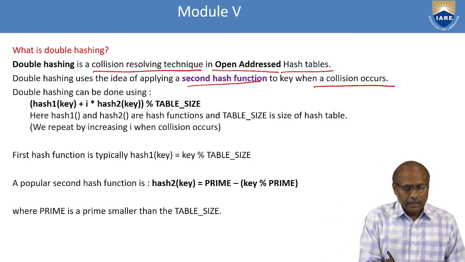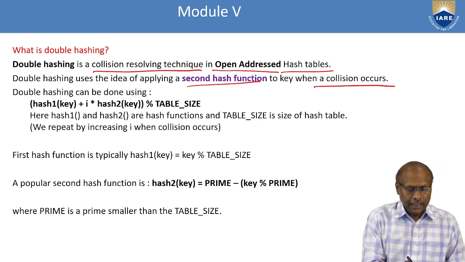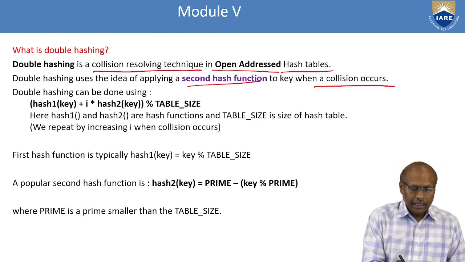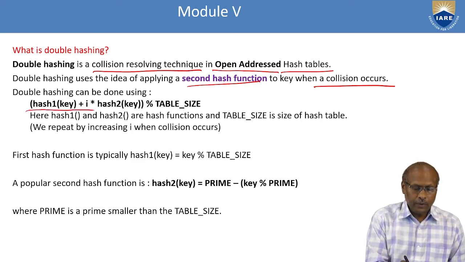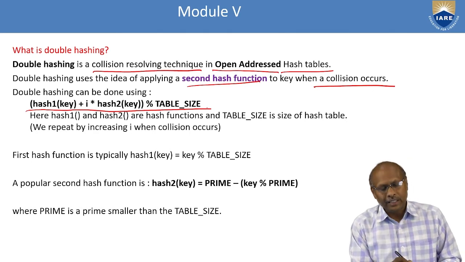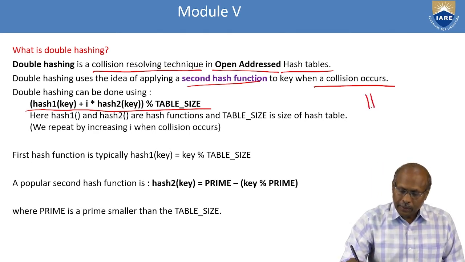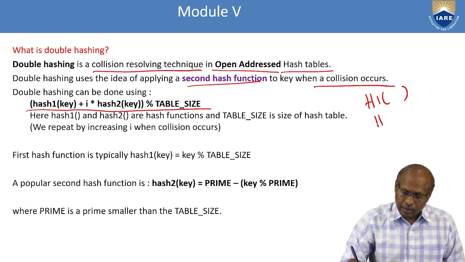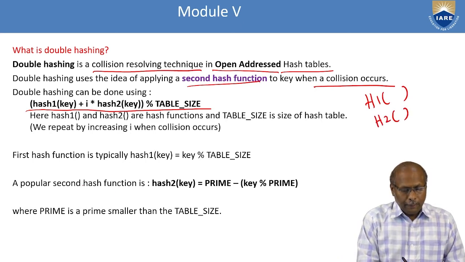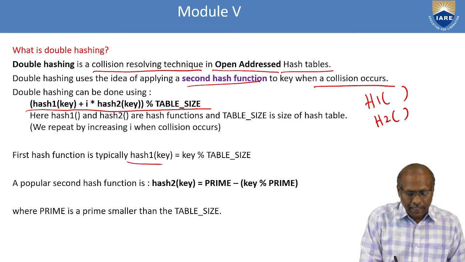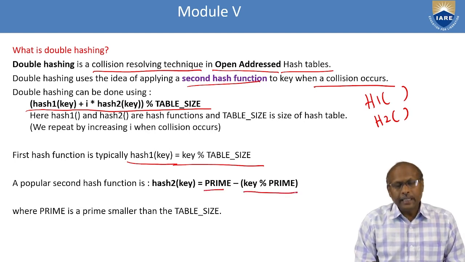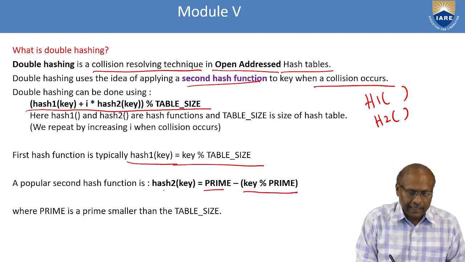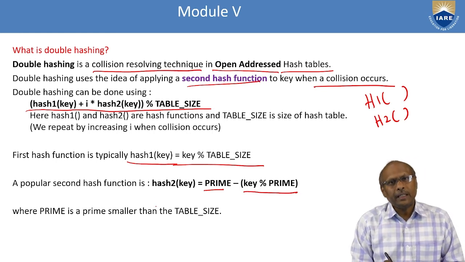Double hashing can be done using this formula: hash1(key) plus i times hash2(key), modulus table size. So this way you can solve the double hashing concept. Double hashing requires two hash functions. The first hash function, typically, you write like this: hash1 is key modulus table size, and for the second hash function you apply prime minus key modulus prime. So that we get one more hash index. From that hash index, you can retrieve the data.